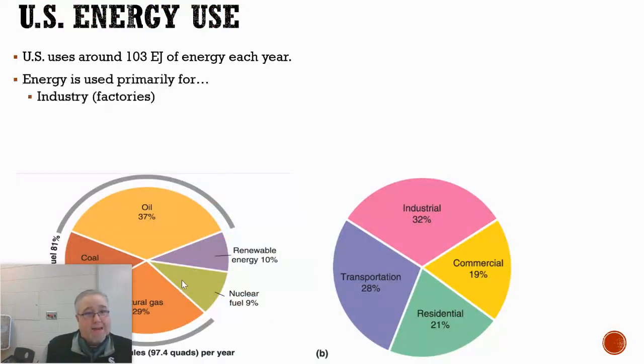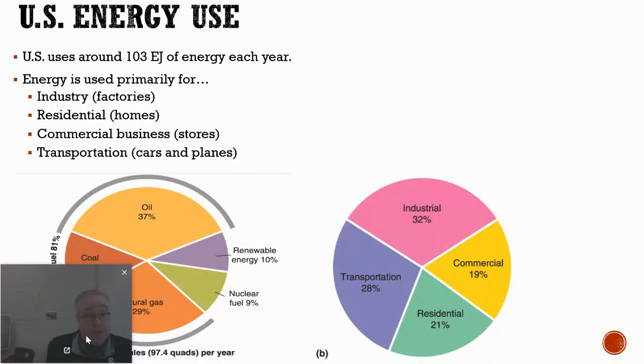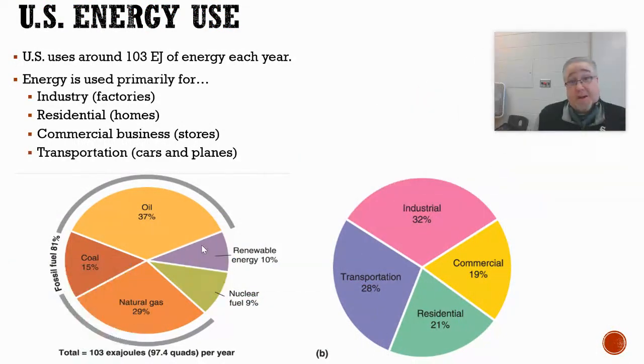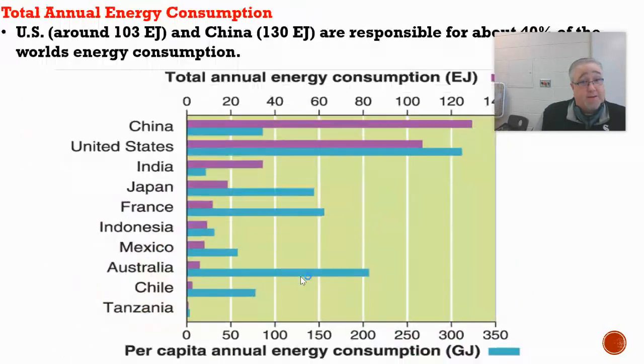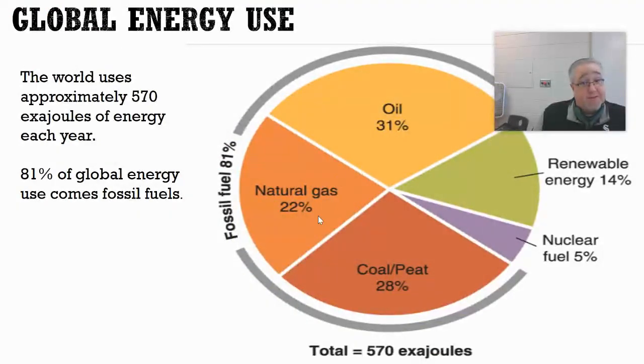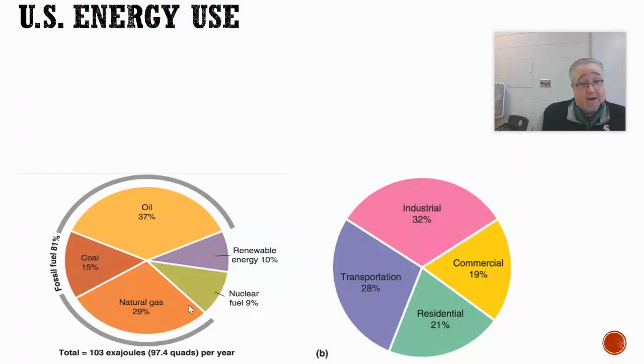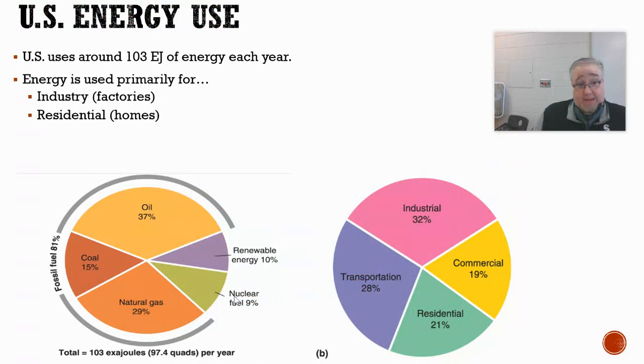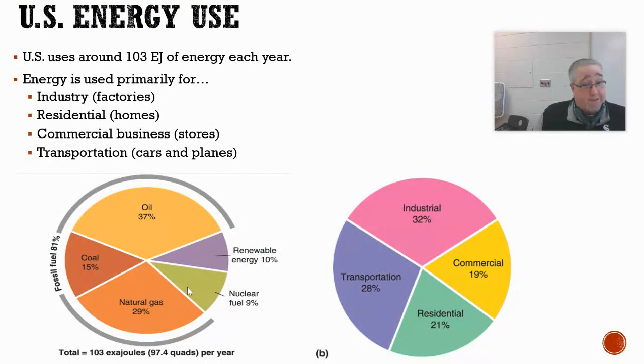All right, now in the United States alone, again, we mentioned that the US uses about 103 exajoules per year. So if you look at this graph on the left, this graph is a little bit different. I'm going to go back to this real quick. A little bit different from this one. This one is the world's pie chart, the whole world. This one here is just the United States. Okay, so the numbers are a little bit different.